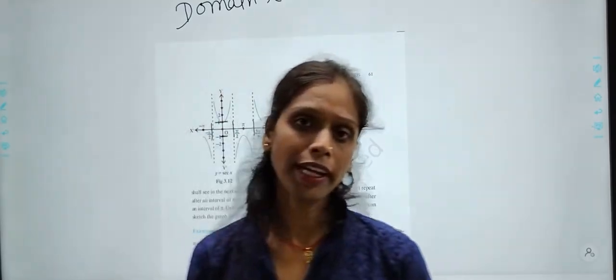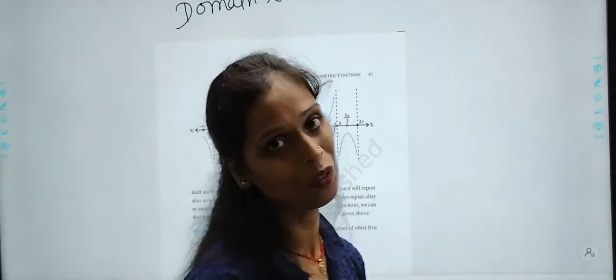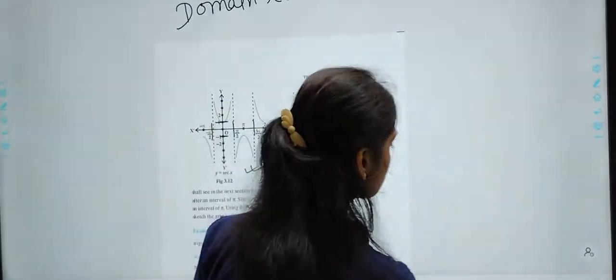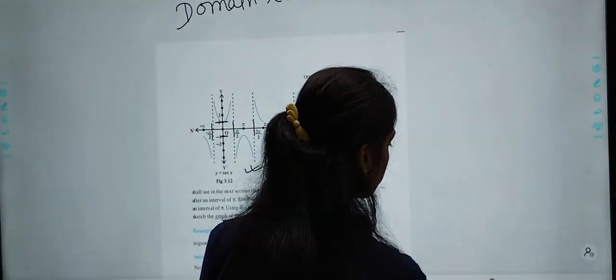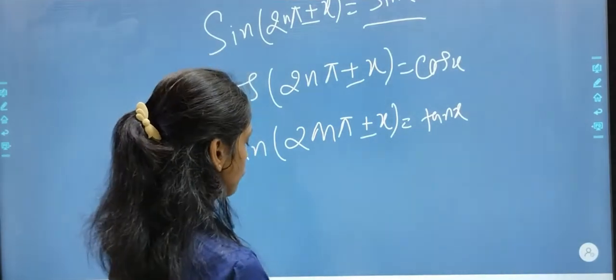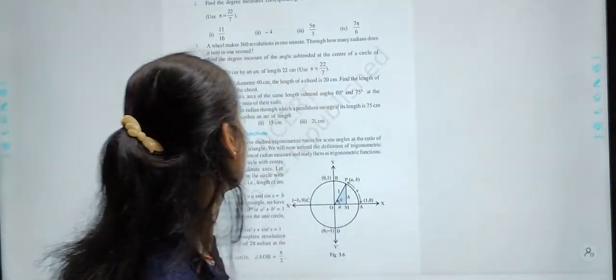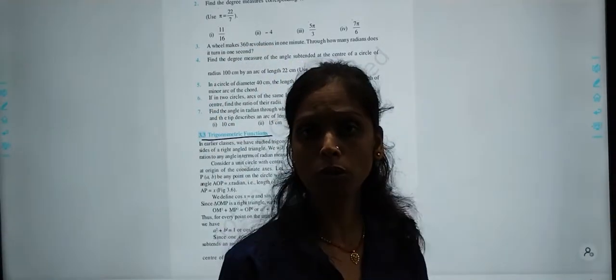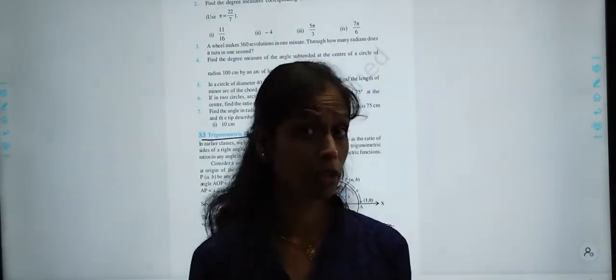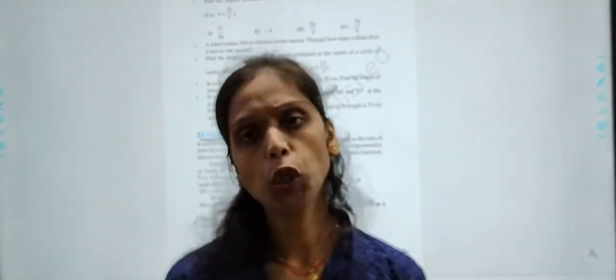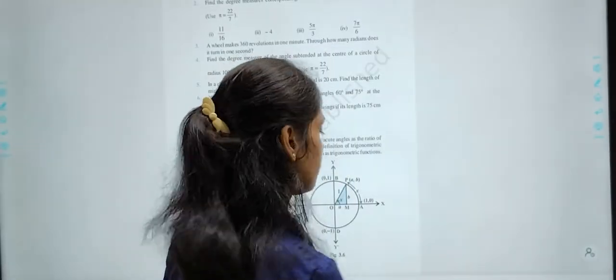Okay, now we are coming to the exercise. First is the trigonometrical function. You know that sine, cos, tan, cot, sec, cosec have a domain and a range, because it is a function. I have already discussed what the domain and range are.